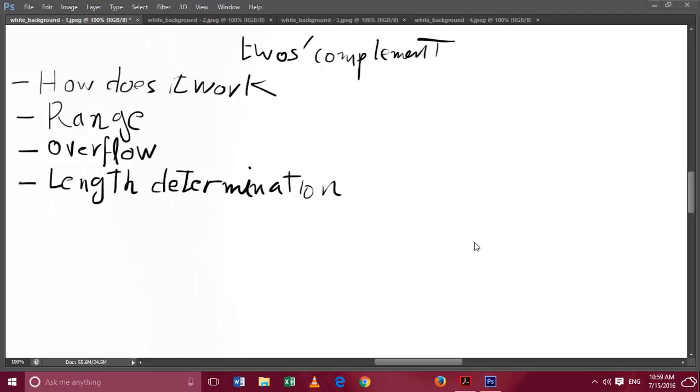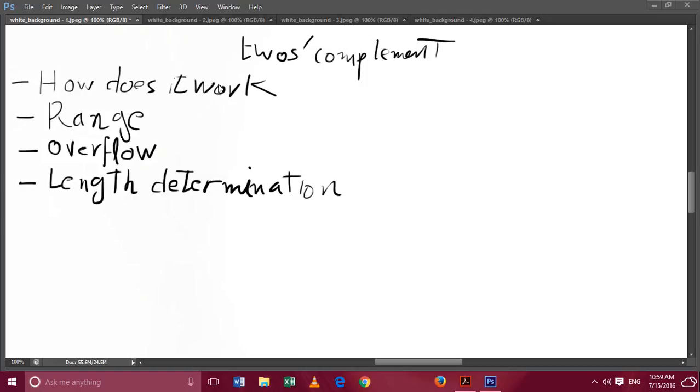Everyone. In previous tutorials, we have introduced the unsigned binary representation. And in this tutorial, we're going to introduce a new binary representation that will allow us to represent negative numbers. And that new binary representation is called the 2's complement binary representation, or the 2's complement binary notation.